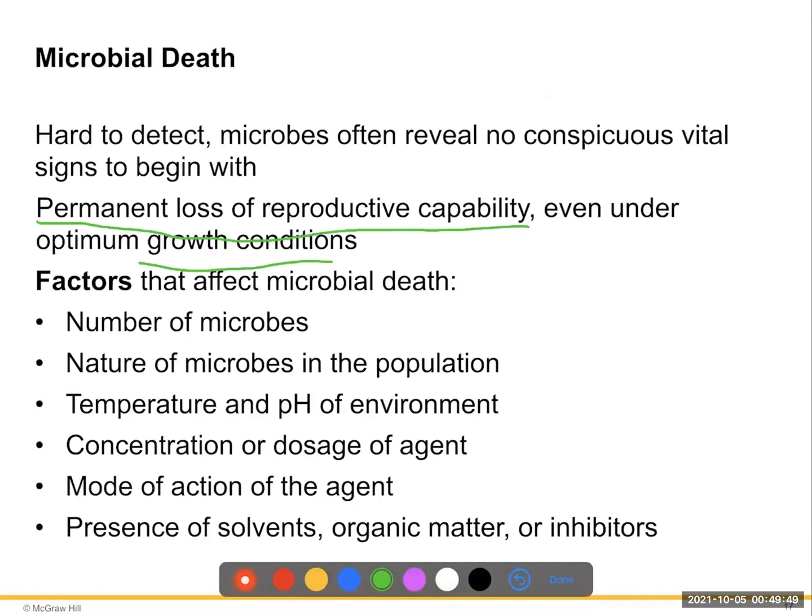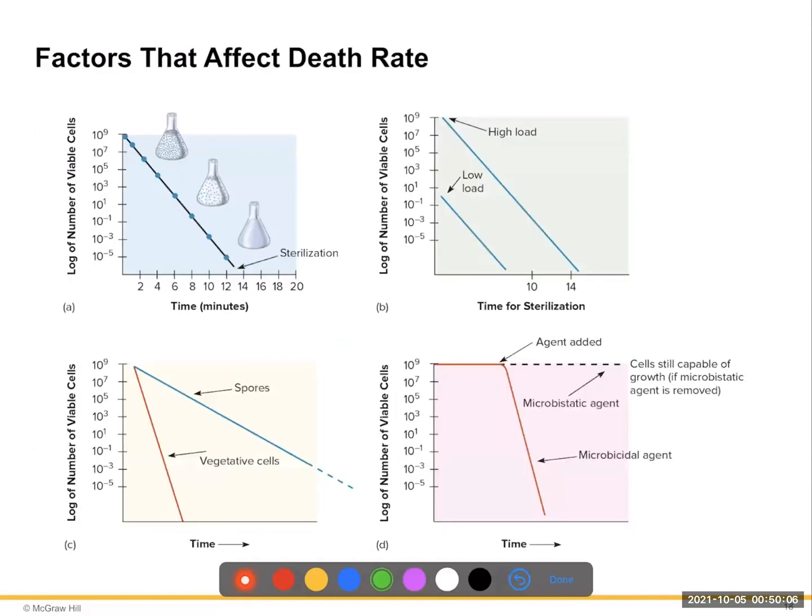Okay. Factors that affect it are the number of microbes, the nature of microbes in the population, temperature and pH, concentration or dosage of the agents used to act against them, the mode of action, how it does it, and the presence of other solvents, organic materials, or inhibitors. So, factors that affect death rate. This is the number of cells. As the number of cells decreases in sterilization, again, spores decrease, and vegetative cells decrease at a faster rate.